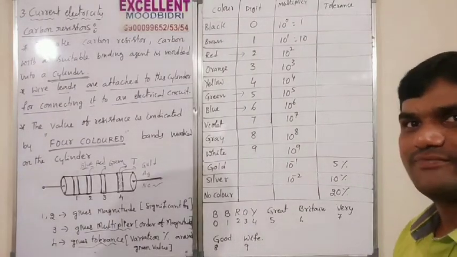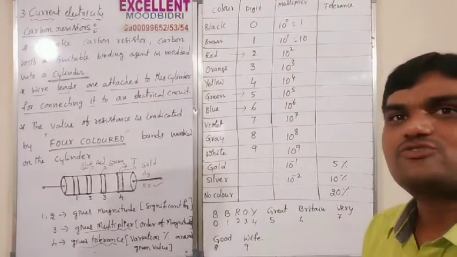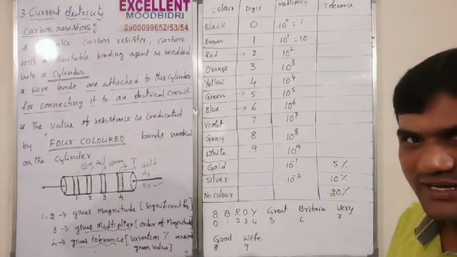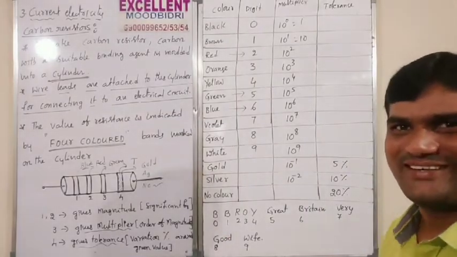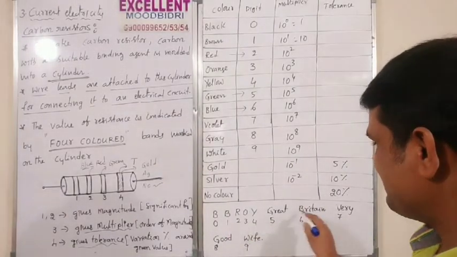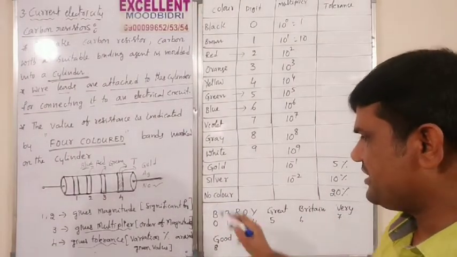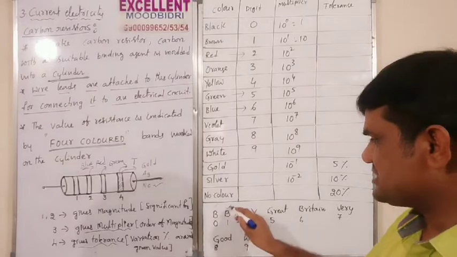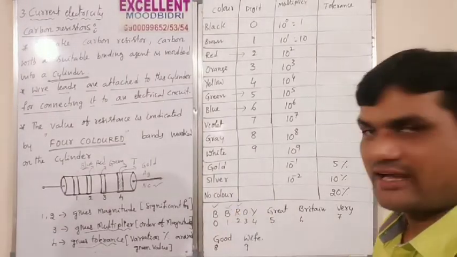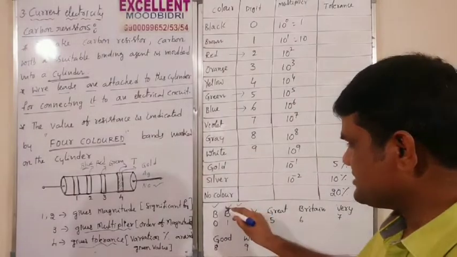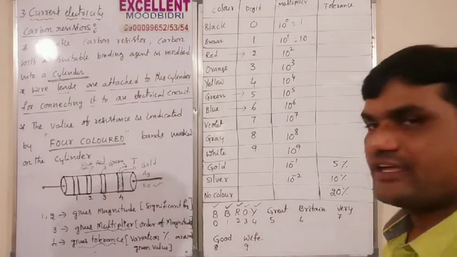She is having gold, silver as well as no colors. She is having gold color bangles and silver colors, and no colors, like that only. Here, B means black. The next B means brown. R means red. The first color is black, the second color is brown, the third color is red, O is orange, and Y is yellow.